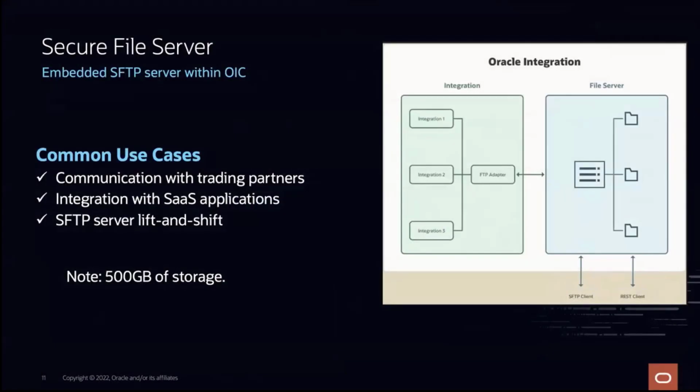I want to also mention on the side that there is a secure file server that comes along with OIC now. So it's a 500 gigabyte SFTP server. You can use it for whatever you want. I've seen some customers use it just like a sandbox for testing. I've seen some customers use it for production type workloads, things like B2B or EDI use cases, as a landing zone for documents and communicating with trading partners, or integrating with file-based use cases. So just wanted to mention this on the side.